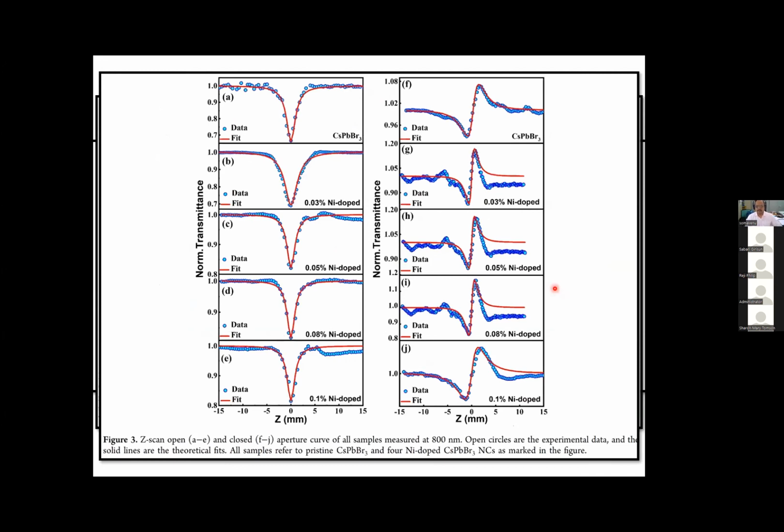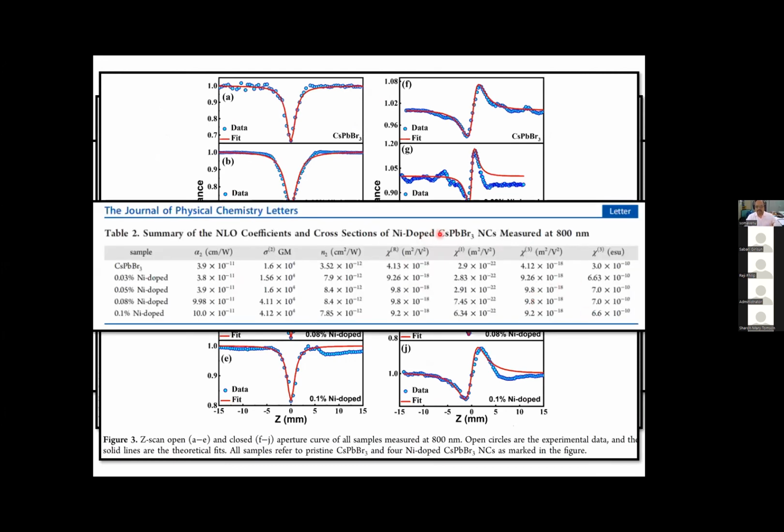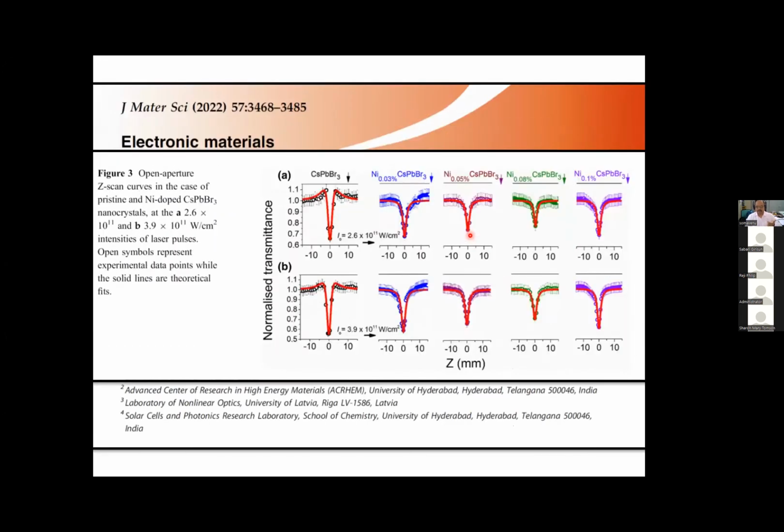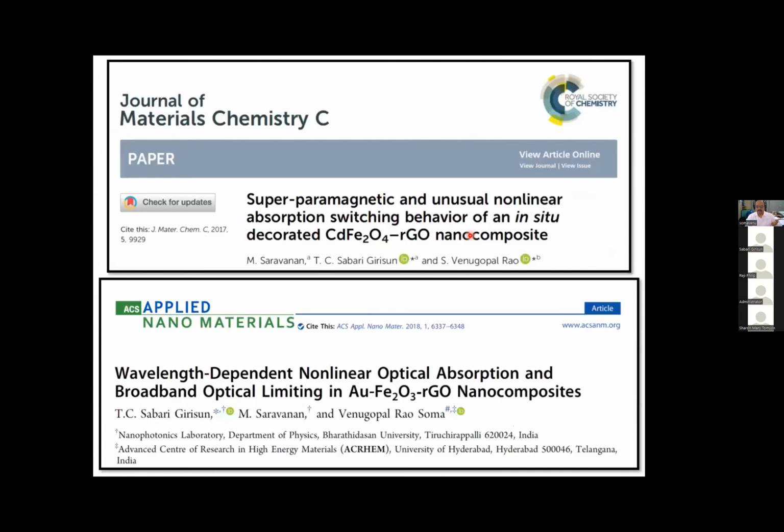Another set of crystals. In this case, there is only nickel doping in this nanocrystal. So I'll skip this part. This is 400 nanometer data. The earlier one was 800 nanometer data. These are some of the works which we did with Sabari long back. He prepared these beautiful RGO nanocomposites doped with cadmium Fe2O4 and Au Fe2O3. And we have seen again a variety of nonlinear absorption behavior in this and good optical limiting behavior. In some cases, we also see nonlinear absorption switching.